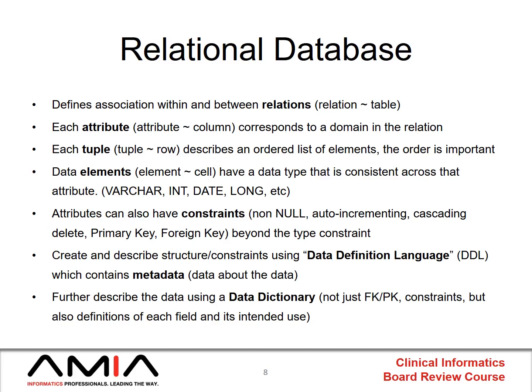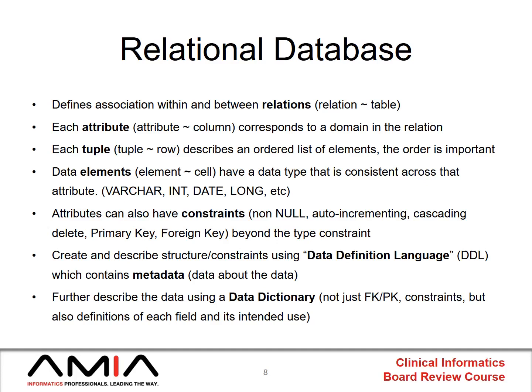Typically, the elements are constrained to a data type that's consistent across that attribute. So every attribute for date of birth is stored as a date field. Every attribute for first name is stored as a character field, and so on. Attributes can also have constraints. You can enforce that they are not null, or you basically require somebody to enter a value for them. They can be auto-incrementing. Maybe you have a list of patients and you want to sequentially number them from 1 to infinity, so you want at least one column that corresponds to that auto-incrementing value.